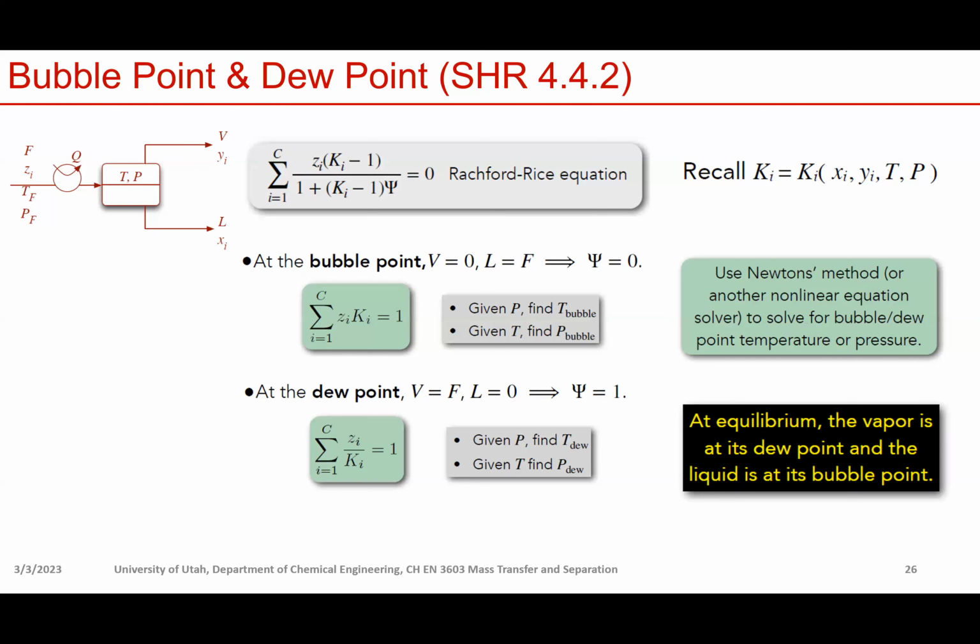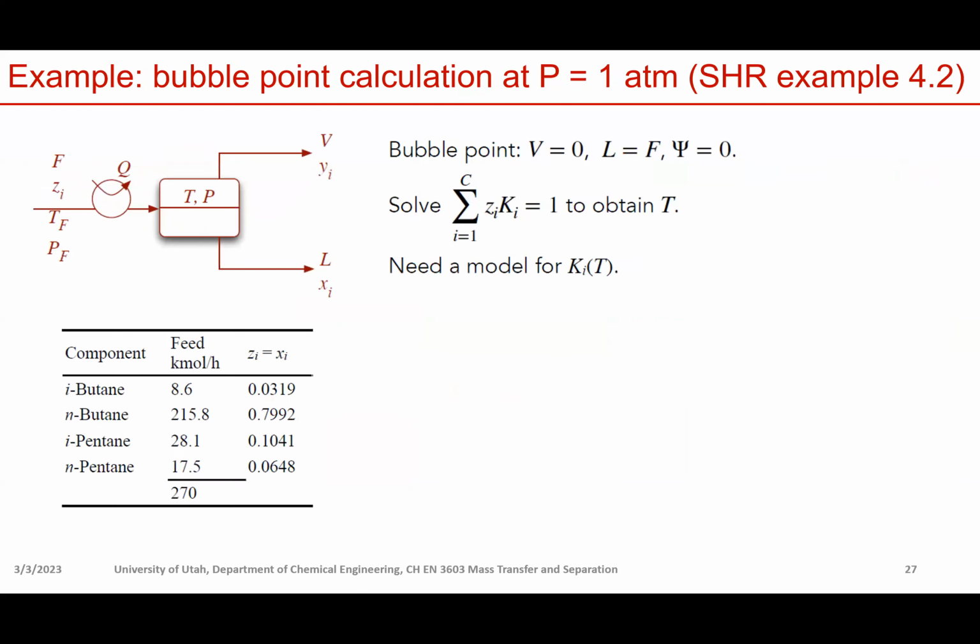At equilibrium, the vapor is at its dew point and the liquid is at its bubble point. So this is just one example. In this example, we have a mixture of butene isomers and pentane isomers at a known composition. So how do we find out the bubble point and dew point of this mixture? That's just what I described.